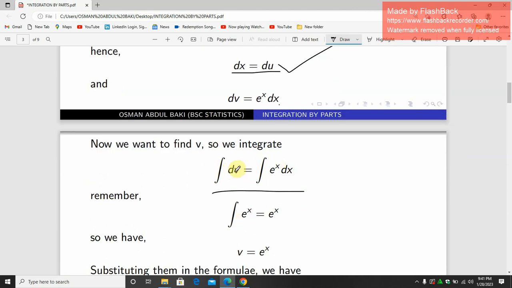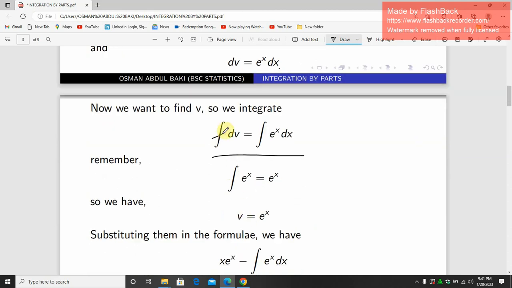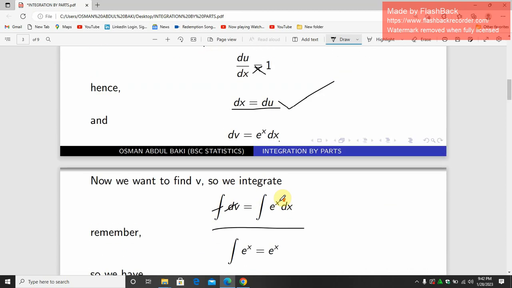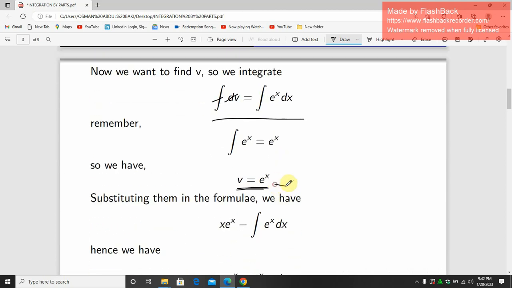If you integrate dv, you get v, because the integral sign will cancel d, and it will be left with v. And the integration of e to the power x dx is the same function, which is e to the power x. Remember, the integral of e to the power x is equal to e to the power x. Hence v is equal to e^x. Now we know our u, which is equal to x, and we know our v, which is equal to e^x.